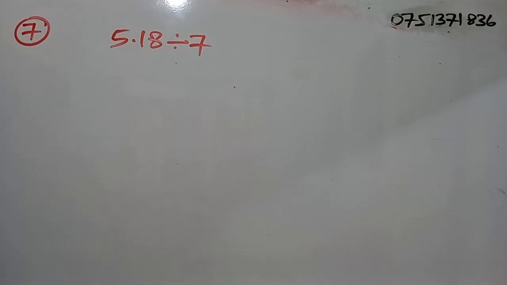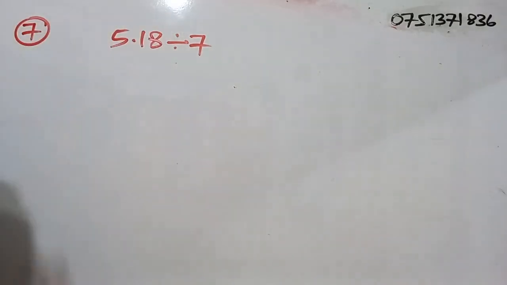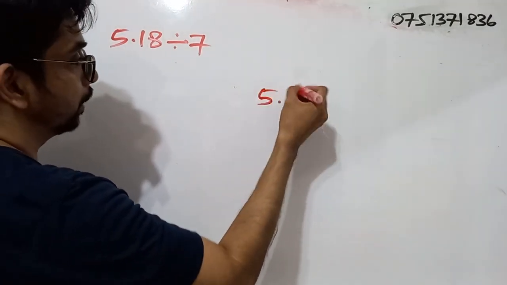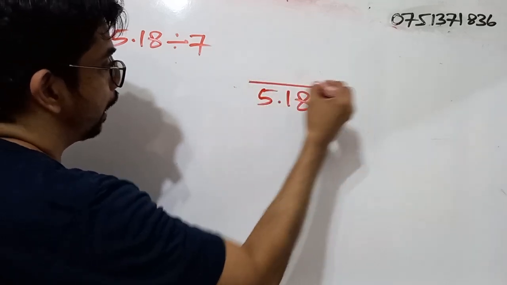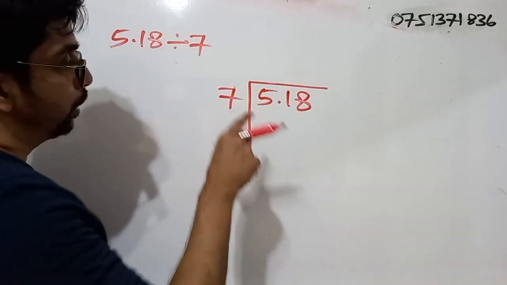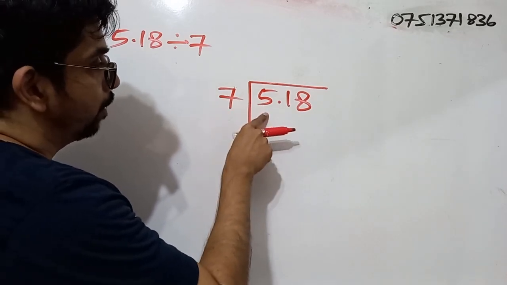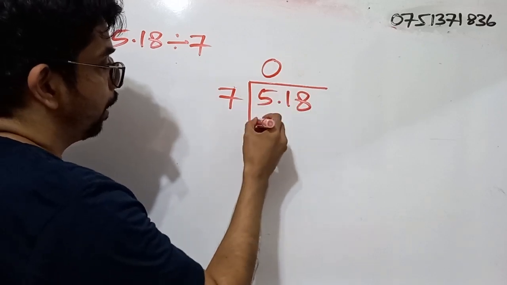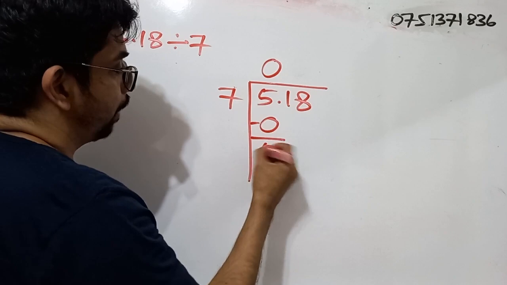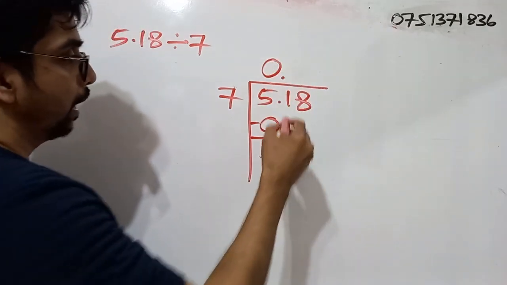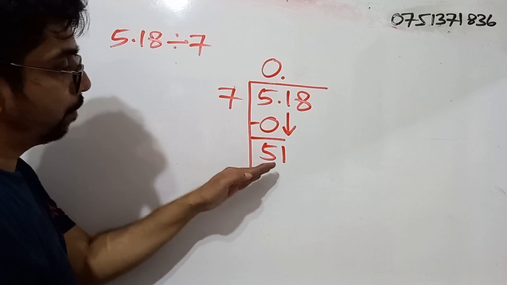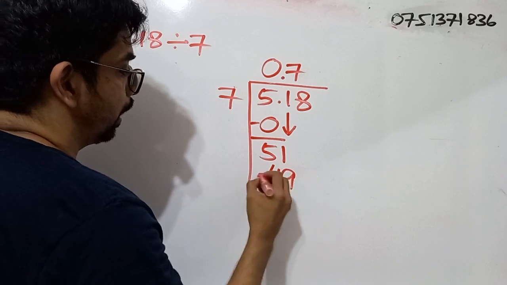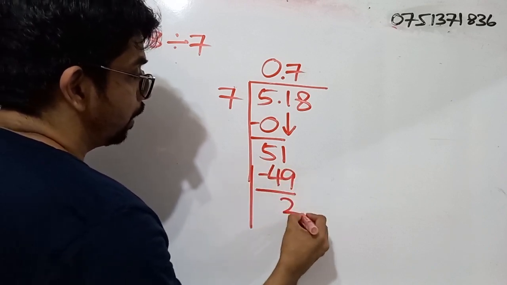Right. Question number 7. So we have to simplify this expression. Right. So I will use the long division method. Right. So 5.18, I have to divide it by what? 7. So how many 7s are there for 5? None. So we put a 0. 7 times 0, what is that? 0. 5 minus 0, we get a what? 5. Then put the decimal point and drag down the 1. So for 51, how many 7s are there? We can go up to 7. 7 times 7, what is that? 49. 51 minus 49, we get a 2.